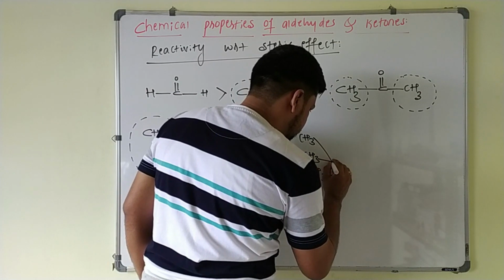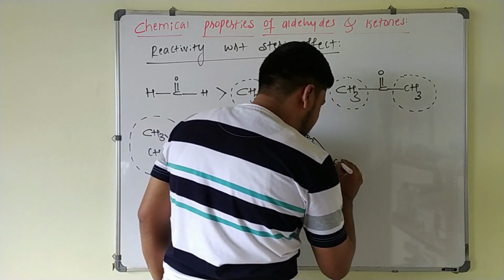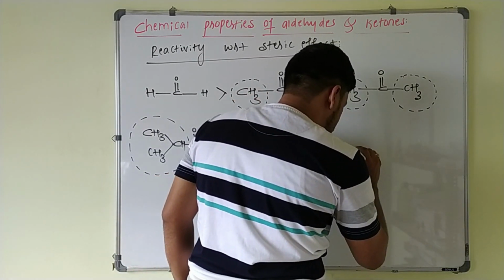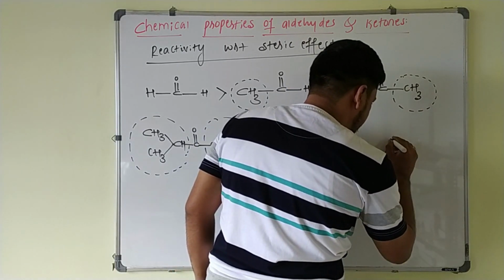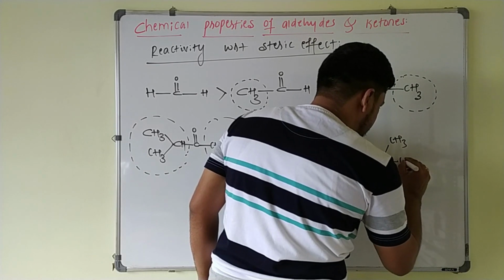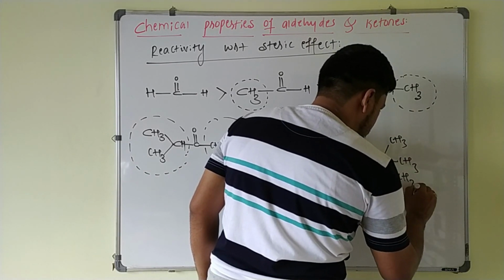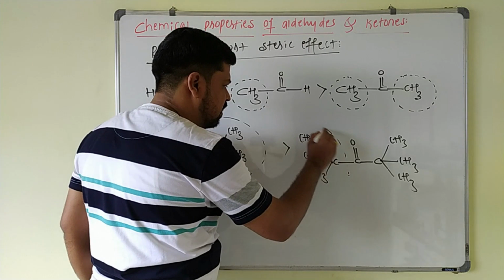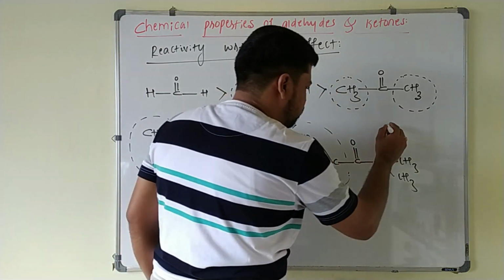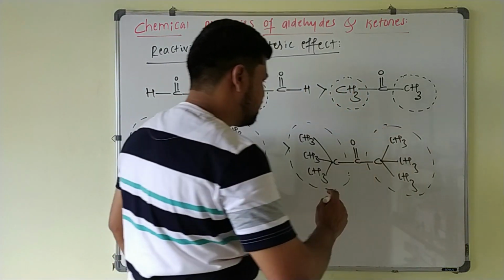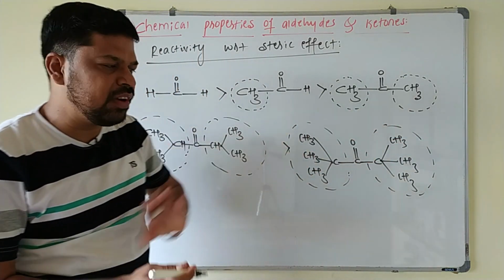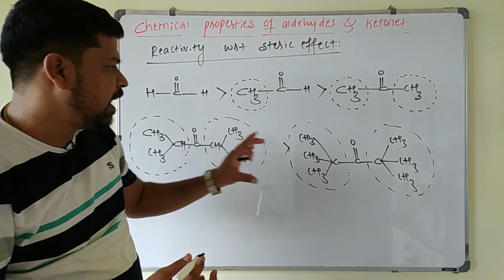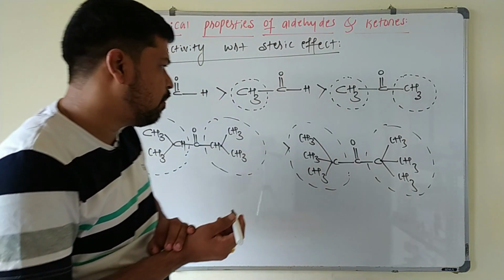Here to this carbon three alkyl groups are attached, and this will be carbon. Again if I take three alkyl groups, again the size of the alkyl group increases here. See here, still larger alkyl group is present on the carbonyl carbon. As the size of this alkyl group that is attached to the carbonyl carbon increases, their reactivity decreases because they make the attack of nucleophile difficult towards the carbonyl carbon.